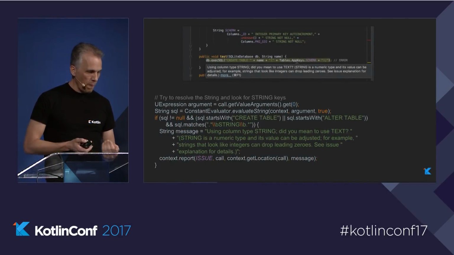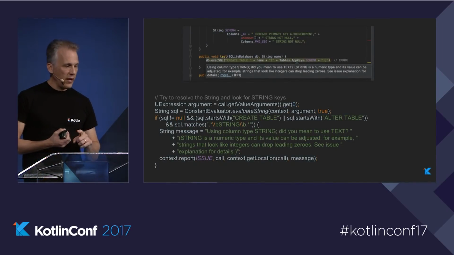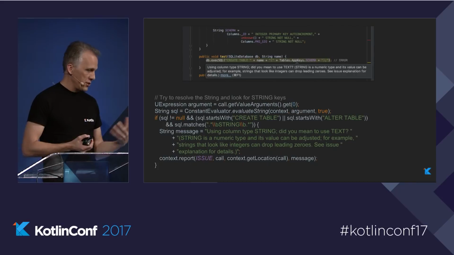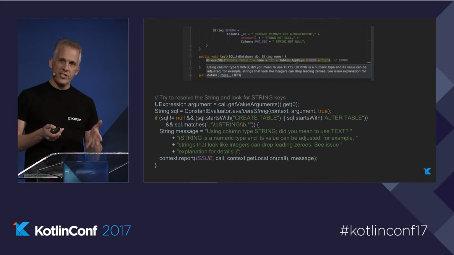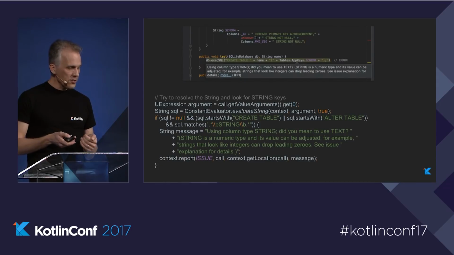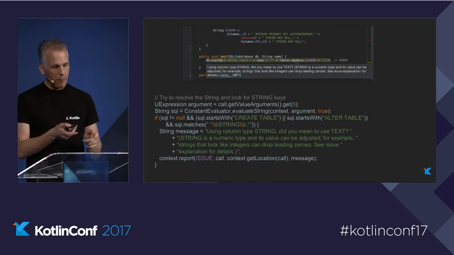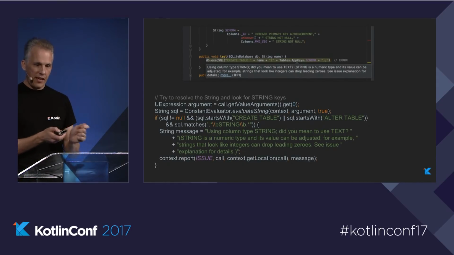So here's an example. Here's a lint check that wants to look at SQL strings. And it wants to make sure that you are using the text type, not the string type, which is a common mistake. In some cases, it can't figure out the full SQL query, but we can tell the constant evaluator that we are happy with getting portions of it. And in that case, we get it back, and we can do our check.